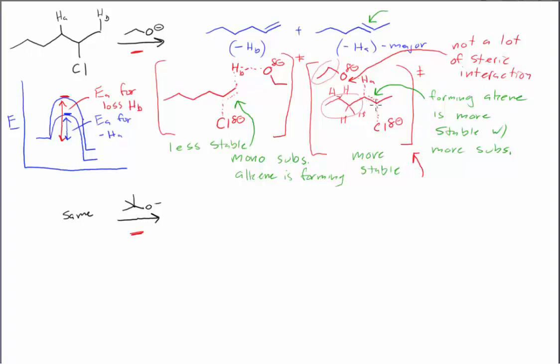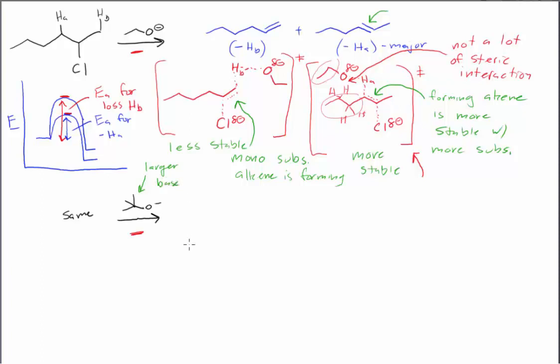And we're making the more stable alkene, and so we get a more stable transition state, this one over here, the lower one, and that means that our major product will form more quickly. It's also more stable thermodynamically because our product has more substituents on the alkene than the loss of HB product. Let's look at the same alkyl halide, but with a larger base now. So this is a larger base.